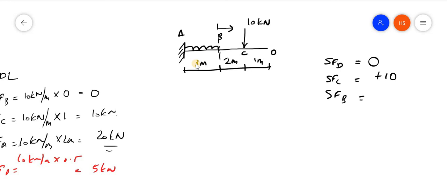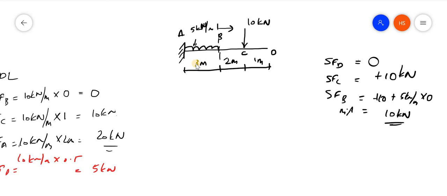I can consider either the right or the left. I am considering right. So what are the forces it is having? 10 kilonewton is there. Again another load is there; let this be 5 kilonewton per meter. So 10 plus 5 kilonewton per meter into 0, because the UDL has not started yet, there is nothing. Therefore at B it will again be 10 kilonewton.